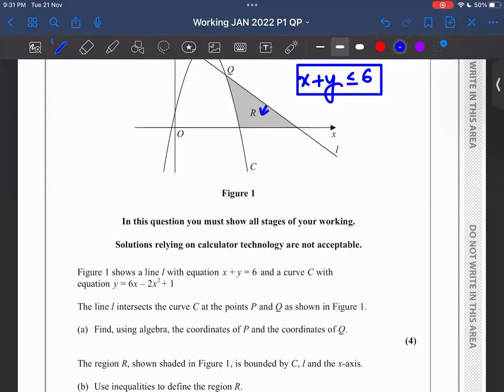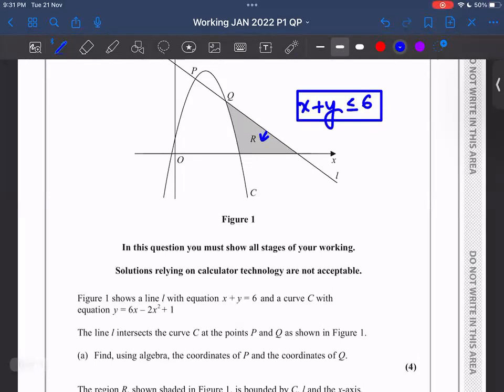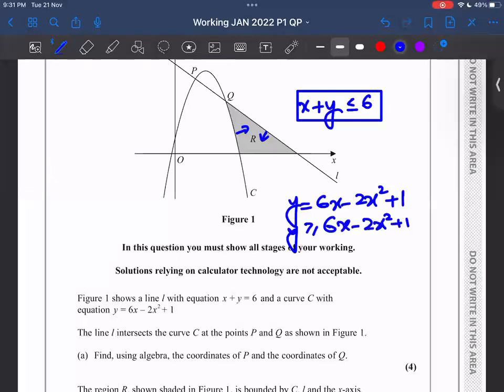Then they are saying this region R is above, outside the curve. So I'm going to write 6x minus 2x square plus 1 is greater than or equal to 0. Let's say it is written y equals this. So I'm going to write y is greater than or equal to 6x minus 2x square plus 1. It will be greater than, because it is outside, above the curve, not inside the curve. So this is one of the answers.